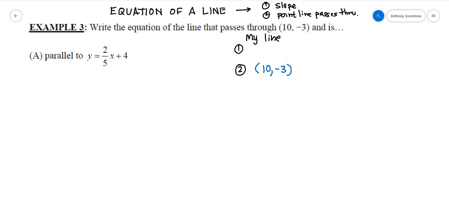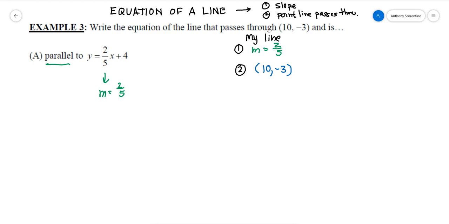Now, if I go back to the line here, this line is helping me because I'm comparing my line to this one. And I know it's parallel to this line. And since this is the slope of that line, that means that the slope of my line is also 2/5. So my line has a slope of 2/5 and passes through (10, -3).